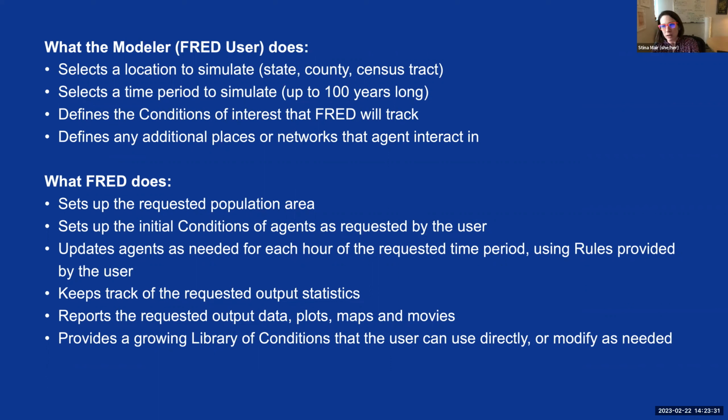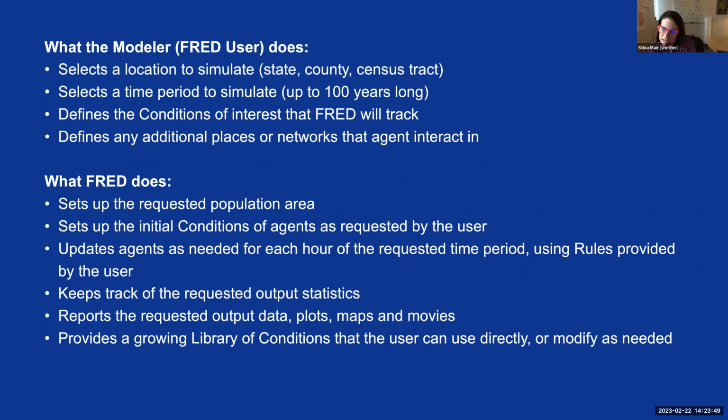You can run it. The model I'm showing you now, we run over a 1-year time period, but it can be up to 100 years. You define the conditions that you want to track and see how they change. You can add in additional places or networks. So some of our models, we added in the actual locations of bars in Pittsburgh, for example.